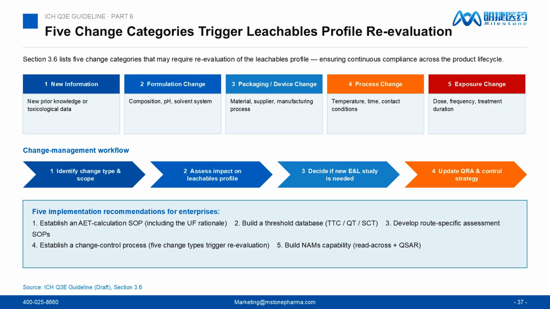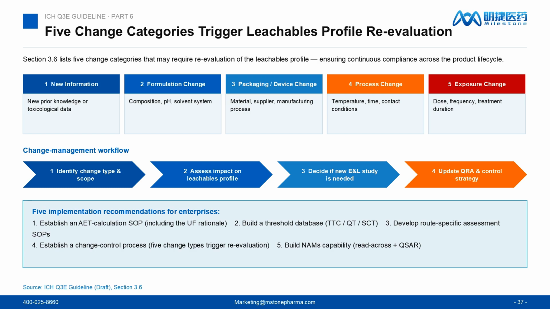3. Packaging or device changes, new material, new supplier, new manufacturing process for the component. 4. Process changes, temperature, time, contact conditions in your manufacturing. 5. Exposure changes, higher dose, more frequent dosing, longer treatment.